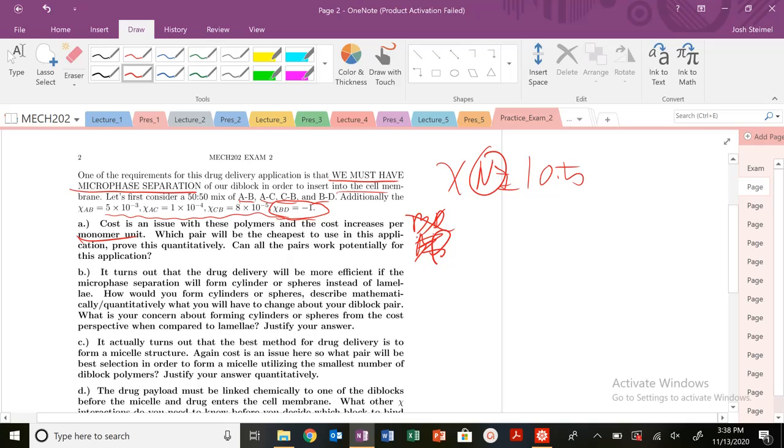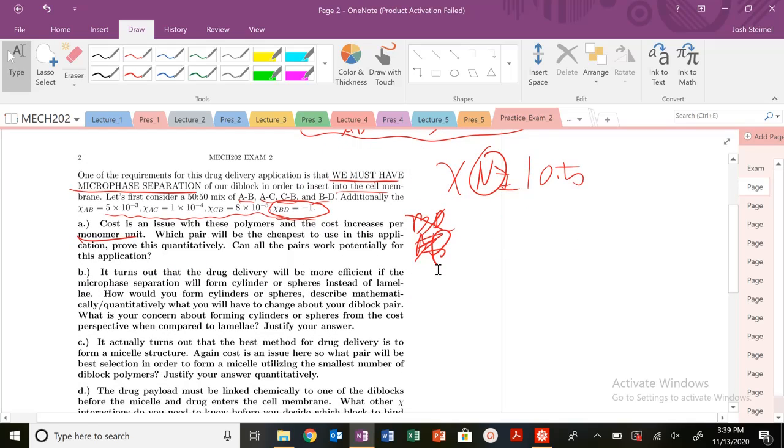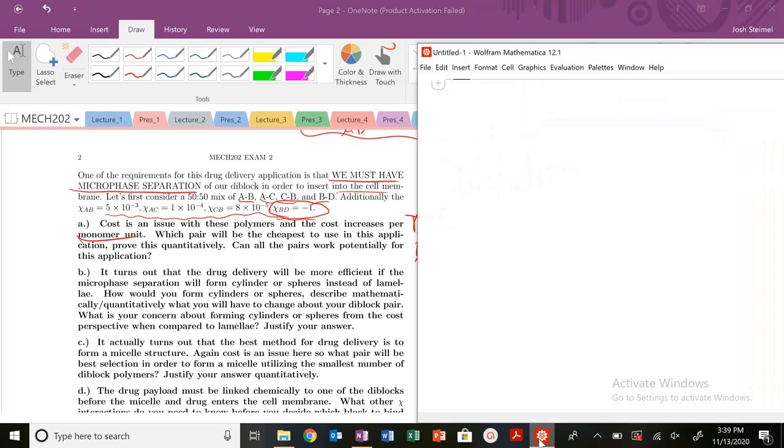Again, my driving force is our Flory-Huggins chi, phi A, phi B, kT. This is our driving force for phase separation, these unfavorable enthalpic interactions. If they're favorable, they're never going to phase separate. They're just going to mix. So BD is already out of the picture. So let's see what else can actually work.